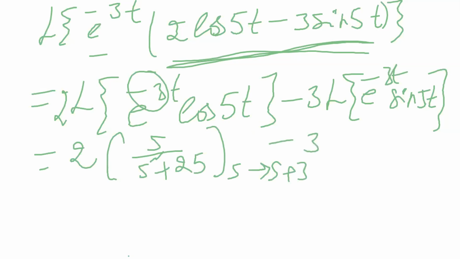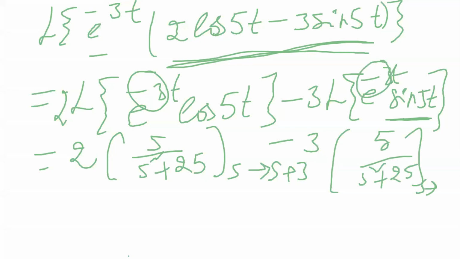Here also first simplify the value of L of sin 5t, which is 5 by s square plus 5 square, that is 25. Replace s by s plus 3, since here it is minus 3. After replacing and simplifying, we get the result. This is called the first shifting theorem.